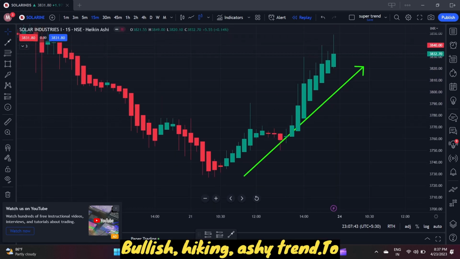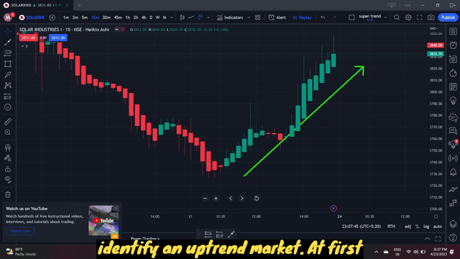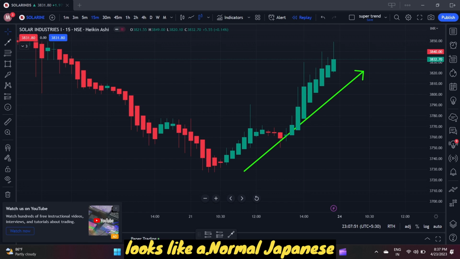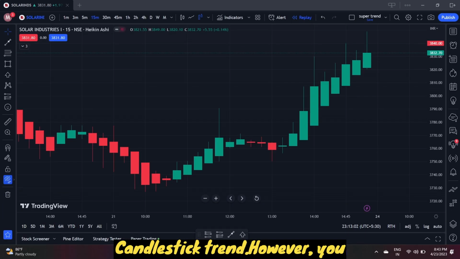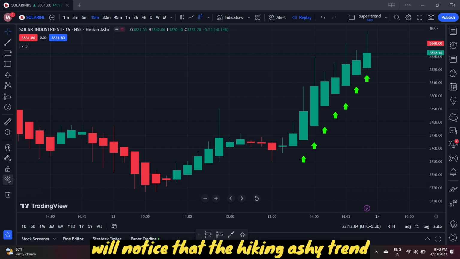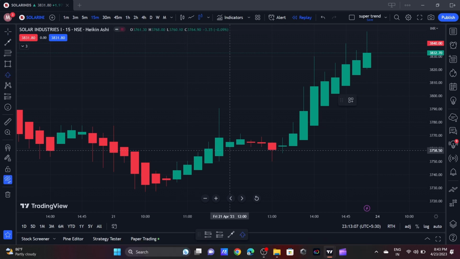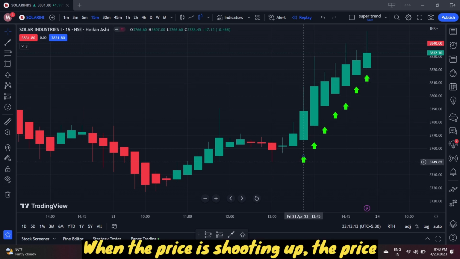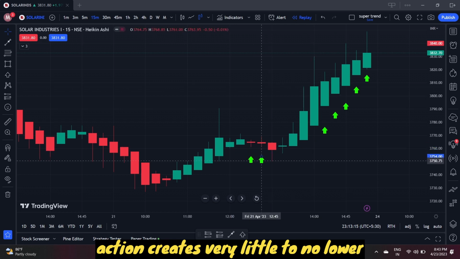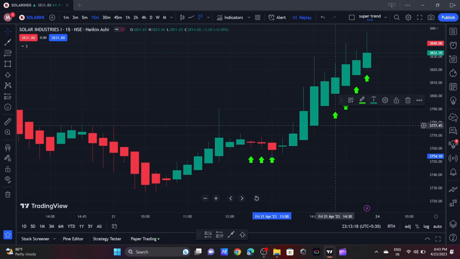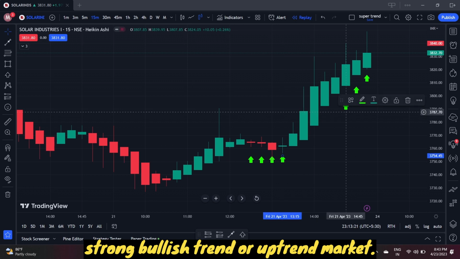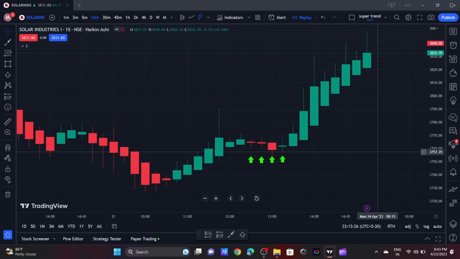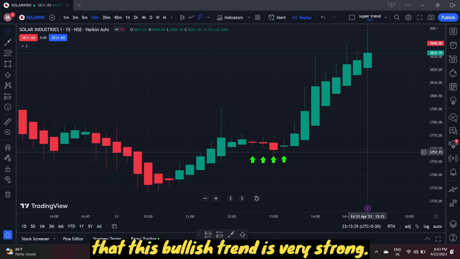Bullish HeikinAshi trend. To identify an uptrend market, at first glance, the bullish HeikinAshi trend looks like a normal Japanese candlestick trend. However, you will notice that the HeikinAshi trend is built primarily by bullish candles and is absent of lower candle wicks. When the price is shooting up, the price action creates very little to no lower shadows. Here you can see the strong bullish trend or uptrend market. Notice that there are only a few lower candle wicks on the way up. This means that this bullish trend is very strong.